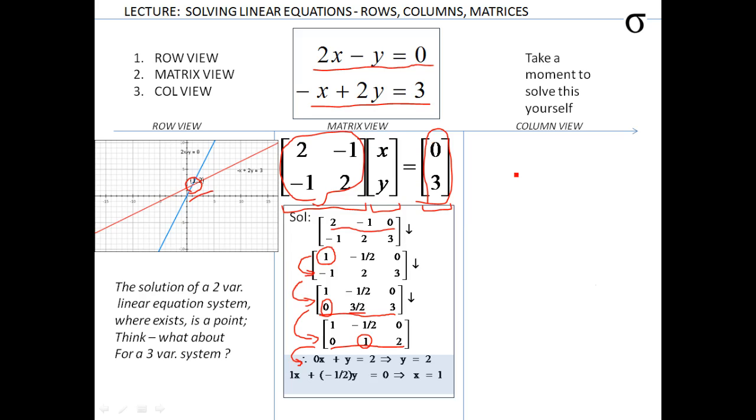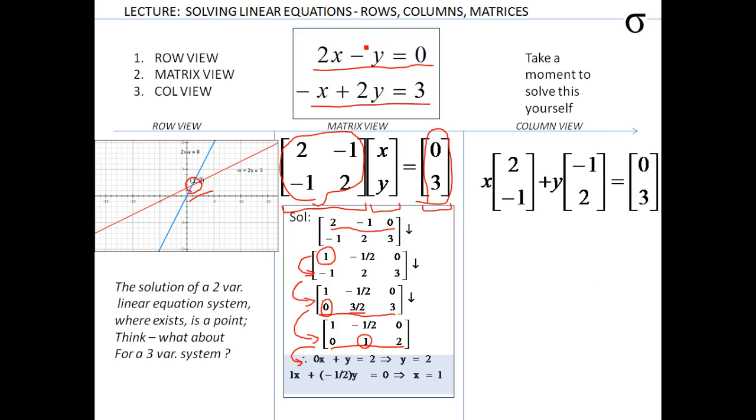Now, the third perspective we have is a column view. So here, instead of looking at it row wise, you would look at it column wise. So the first column is 2, minus 1. You place that here, 2 minus 1 into x plus minus 1 comma 2 into y equal to 0, 3. Now these are what you would call column vectors.